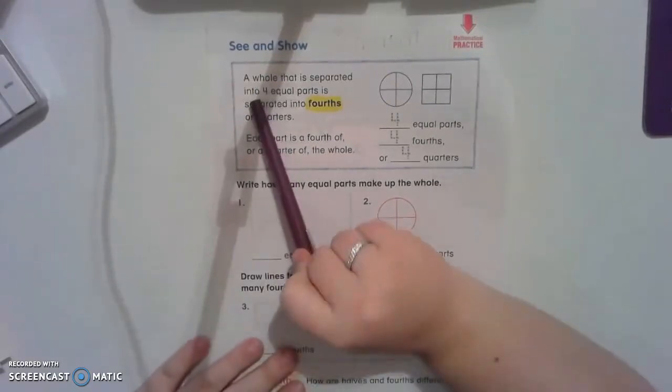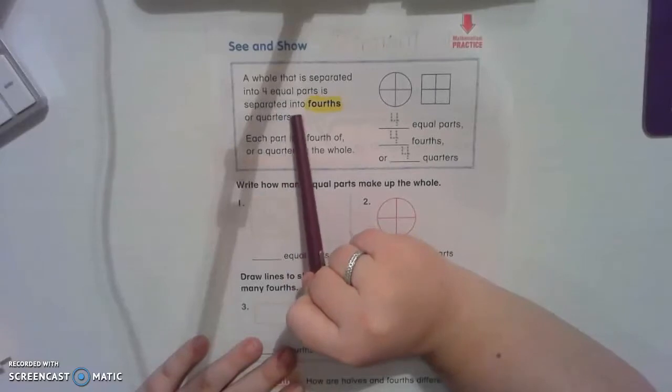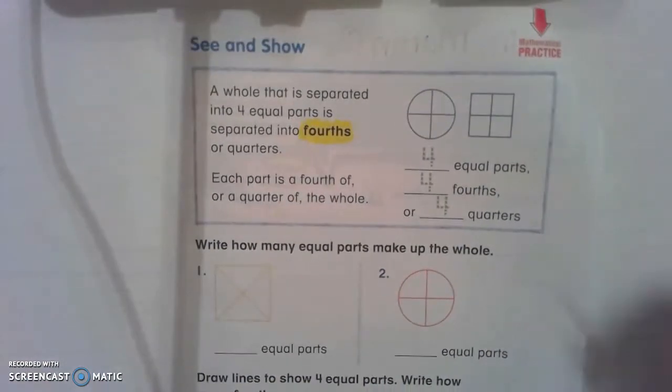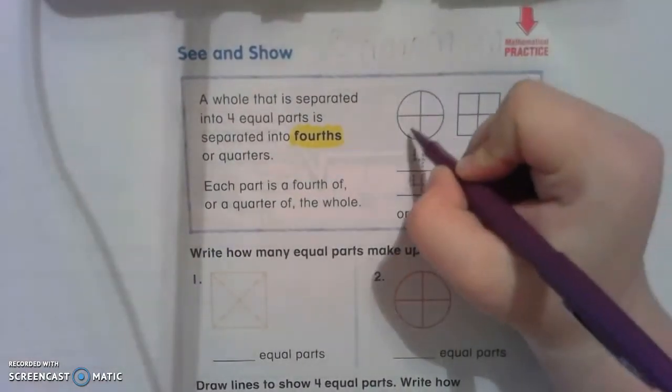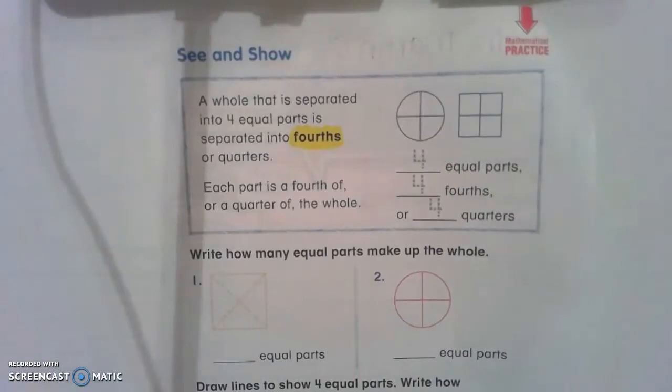Okay, so now we're on our See and Show page. And so a whole that is separated into 4 equal parts is separated into fourths or quarters. So remember, fourths equals quarters, and they have to be equal sizes. And each part of a fourth or of a quarter is a fourth of or a quarter of the whole. So right here on our circle, let me move Ziggy down so we can see a little bit better. Right here on our circle, each one of these parts is 1/4 of the whole.